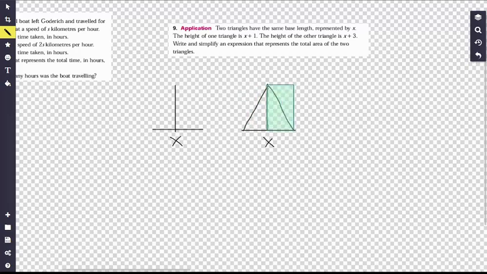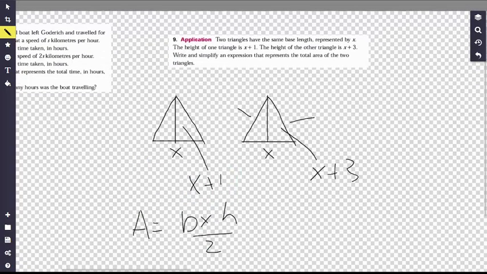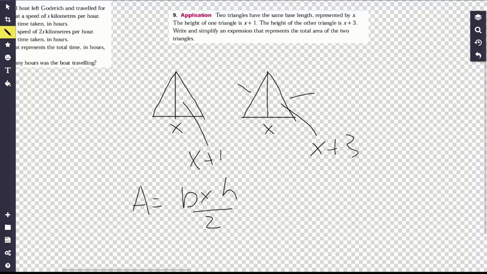I'll try my best. So these are the sides. These aren't the height, only the one in the middle is the height. So this is x plus 1, and this is x plus 3. Now, the formula for the area of a triangle, which we should remember, is base times height over 2. They want the total area, so we will figure out the area for the first triangle, and then the area for the second. Now let's go ahead and plug everything in.